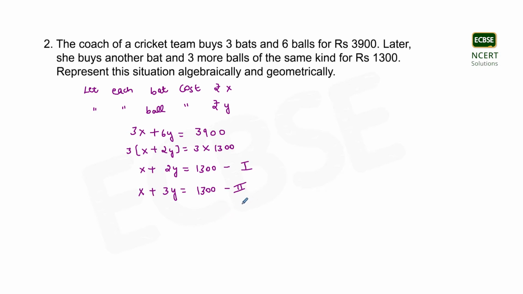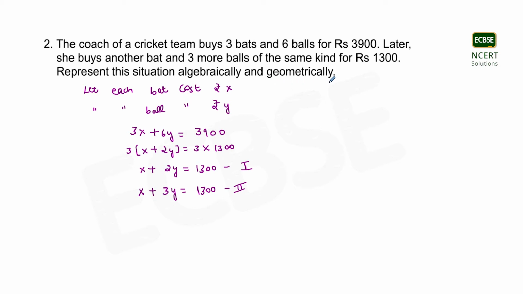So having a look at these 2 statements, we get 2 linear equations, that is, we are able to represent this situation algebraically. What is algebra? Algebra means statements which involve variables and constants. If we look at equations 1 and 2, these are in the form of variables and constants only, so these are algebraic equations. Now what has been asked next in the question is to represent this situation geometrically as well.